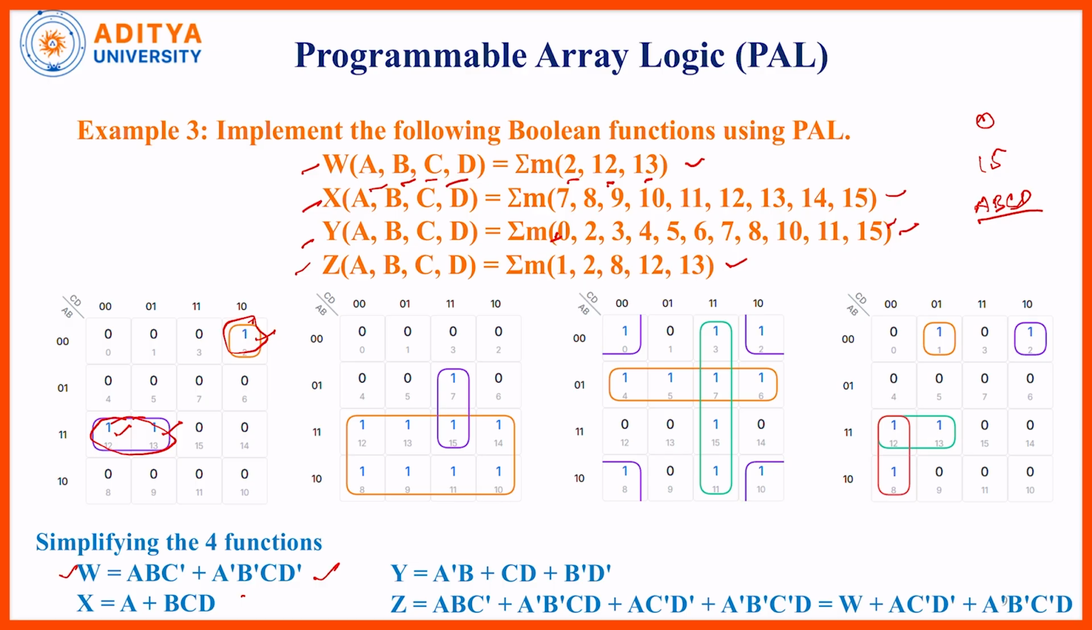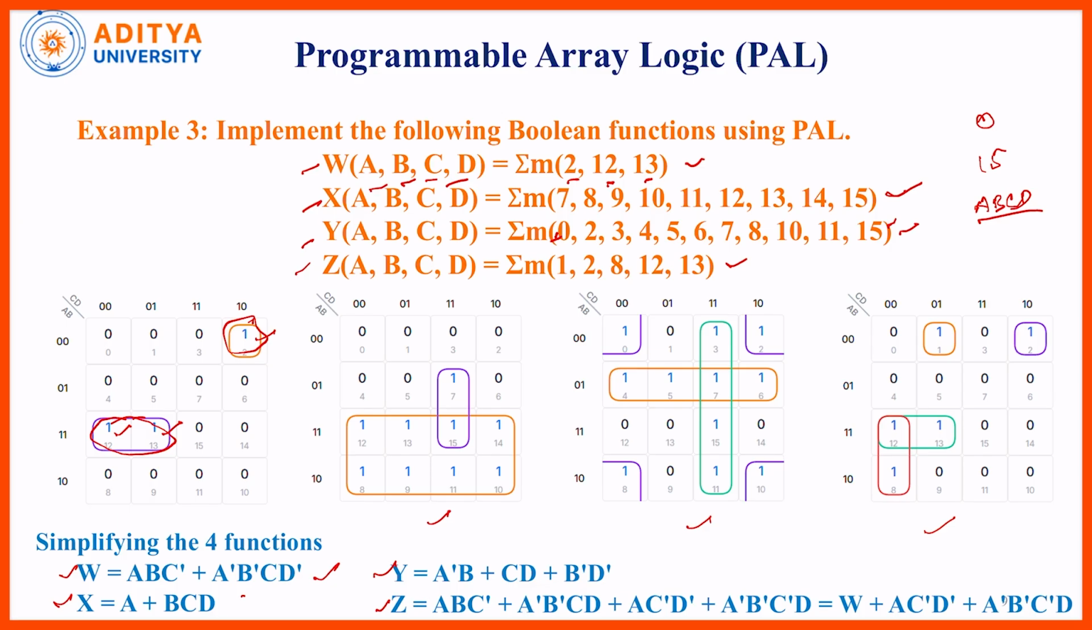And likewise we have to construct the K-maps for all the X, Y, Z terms. So here this is for X, and this is for Y, and this is for Z. So Y we will get like this: A bar B plus C D plus B bar D bar, and X is A plus B C D, and Z is A B C bar plus A bar B bar C D plus A C bar D bar plus A bar B bar C bar D.